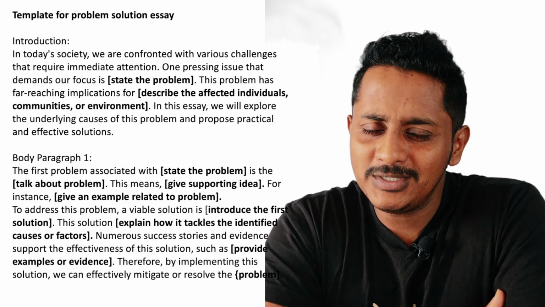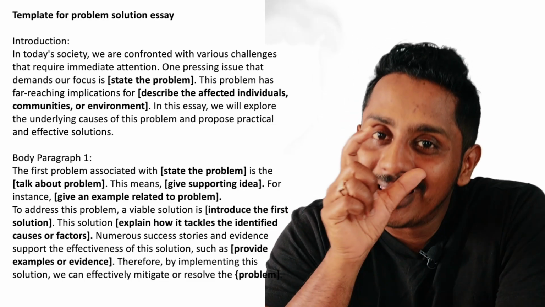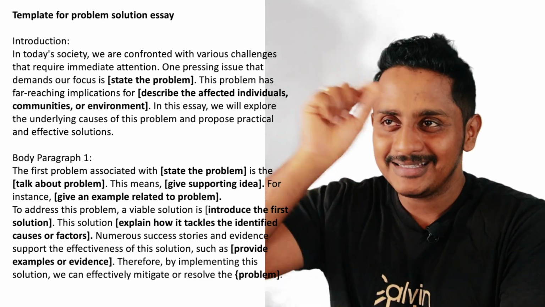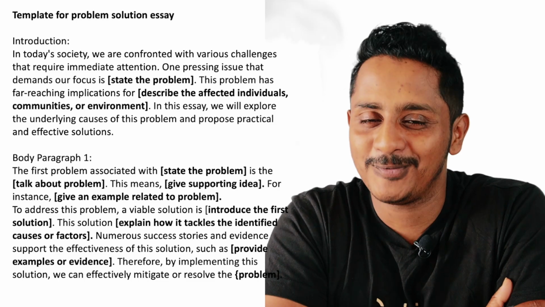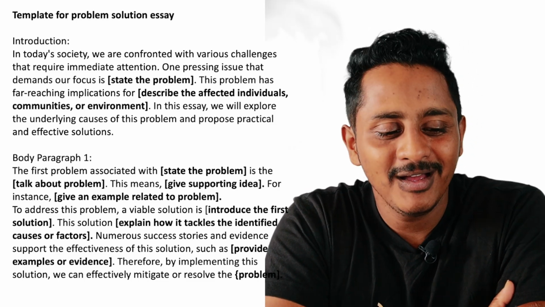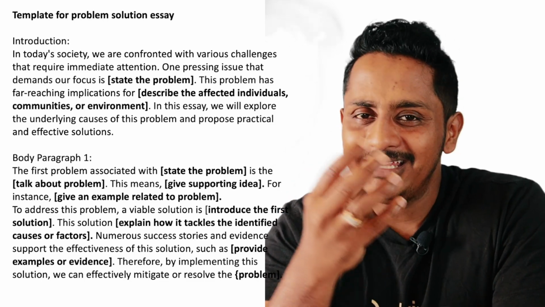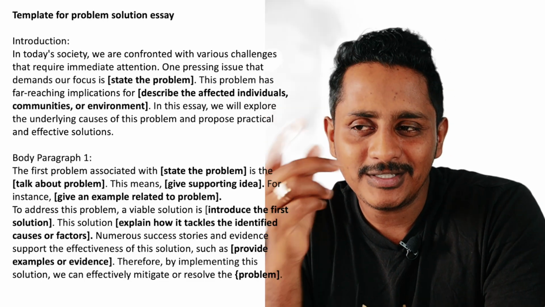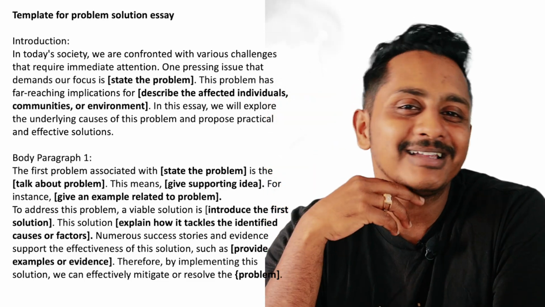The first problem associated with the environment, or whatever the question is, main idea. This means, this is because, supporting idea, wherein you need to prove why it is a problem, how come it is a problem, how it became a big problem. For instance, you talk about any instances, real scenarios in 2 or 3 sentences explaining why it is a problem, how big a problem that is.